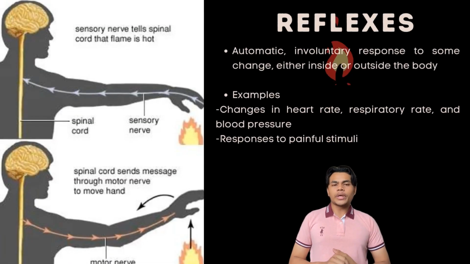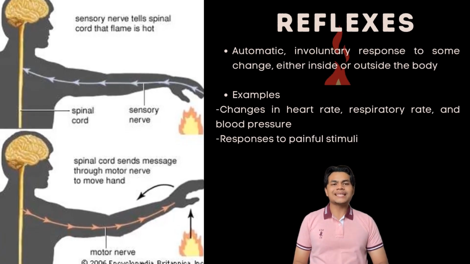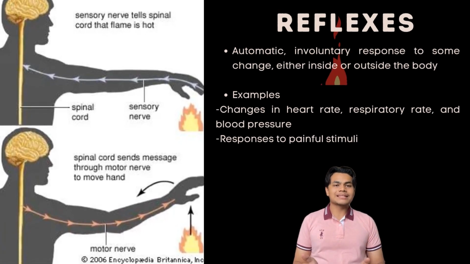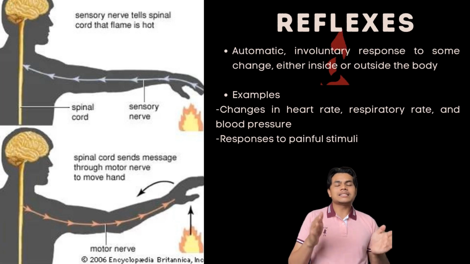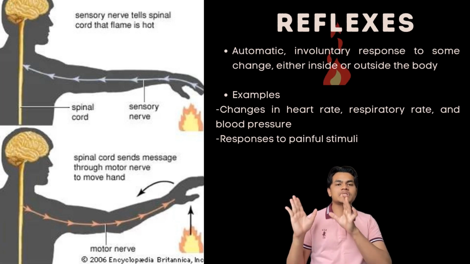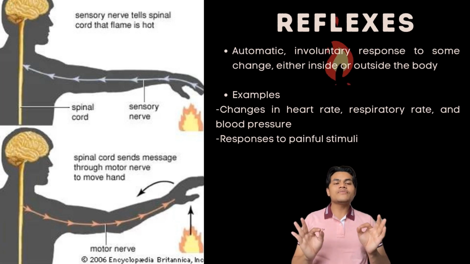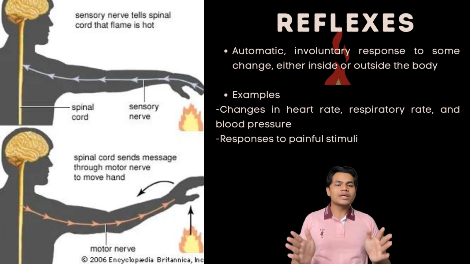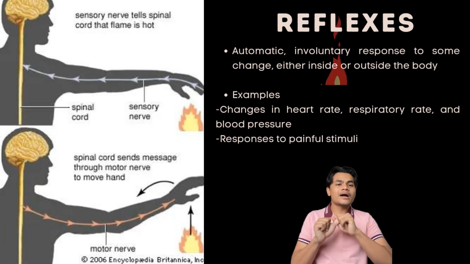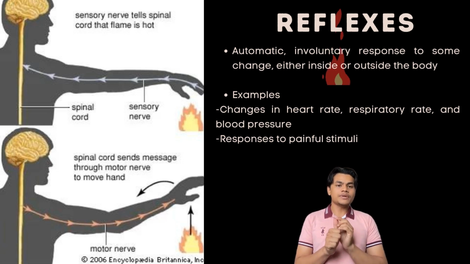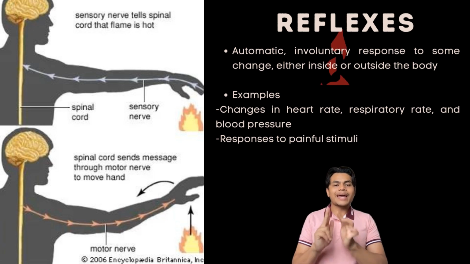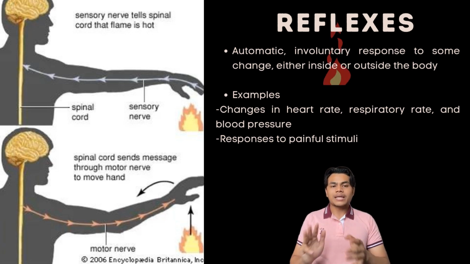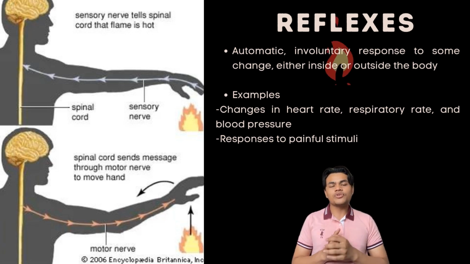Okay, now after we know the nerves part, before the neurons, we should know about the reflex. A reflex is an automatic involuntary response to some change either inside or outside the body. As an example, you can see through the picture that I have attached in the slide. Other examples of reflex action include, first, changes in the heart rate, respiratory rate and also blood pressure. The second one is coughing and sneezing. The third one is response to painful stimuli, as shown in the picture for example. And the last one is deep tendon reflex.